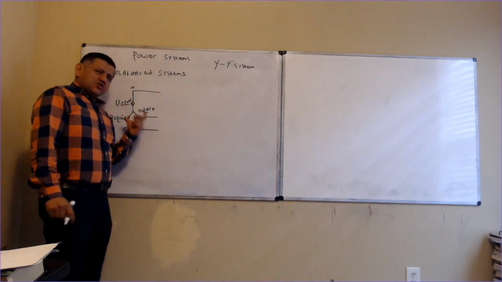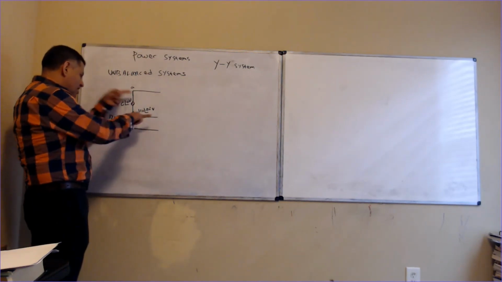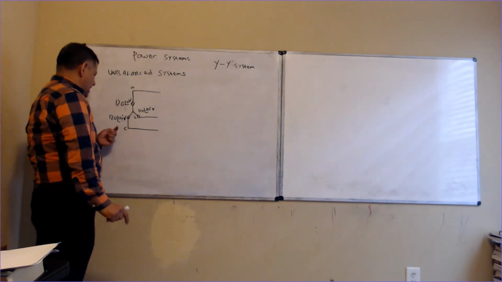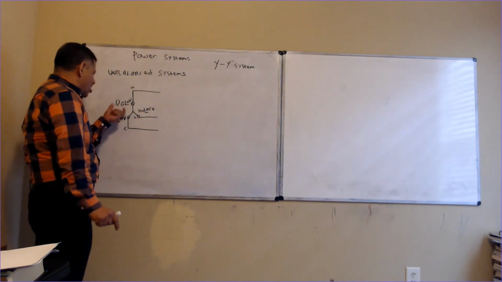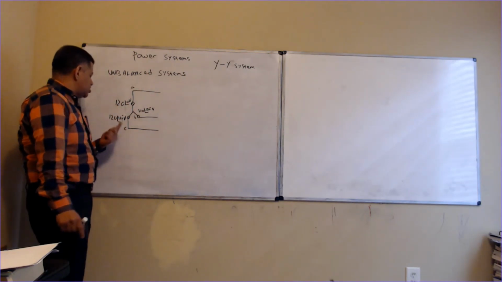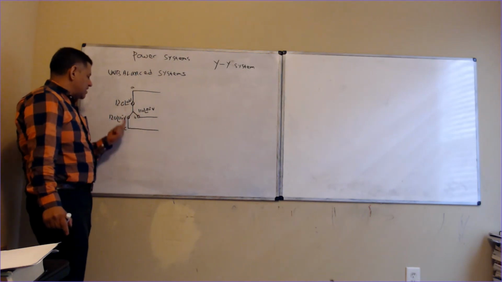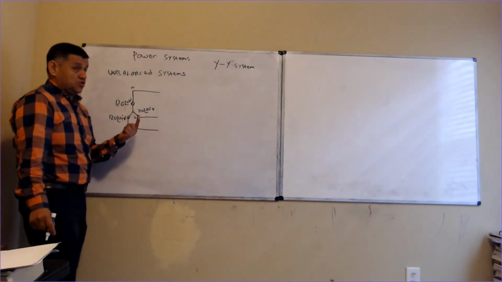Okay, so assume this is the source. It's a Y-connected system, and you can actually tell that the phases are balanced, right? They have the same magnitude of voltage, and they are 120 degrees out of phase, which is how it should be.